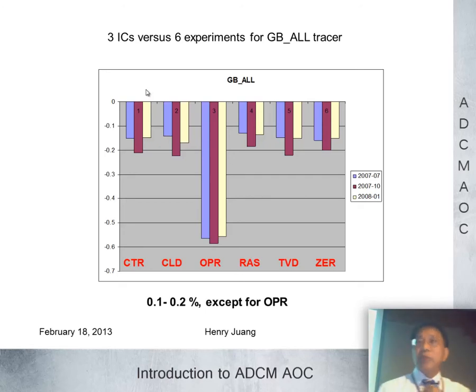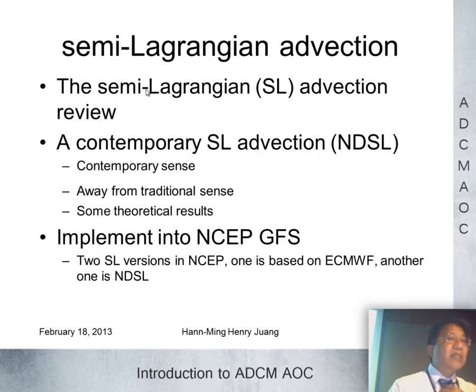Global conservation. Okay, so that's going to the semi-Lagrangian. In fact, at our center, NCEP, we have two versions of the semi-Lagrangian code. One follows the ECMWF's method, called the Seto method. Another one is my new method called NDSL. I will talk about my method because of the European Center, but you can find the paper.